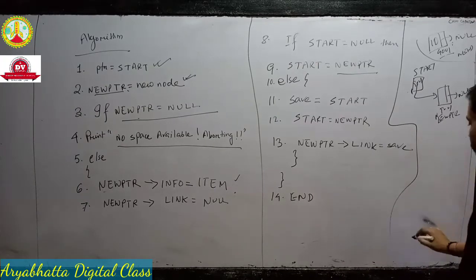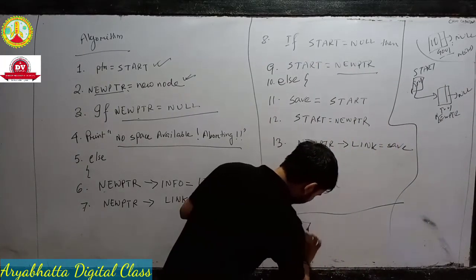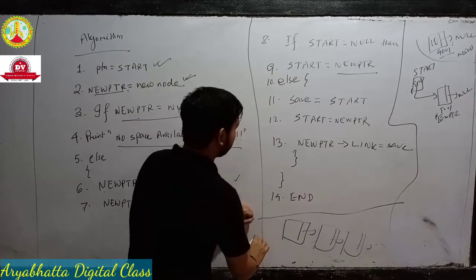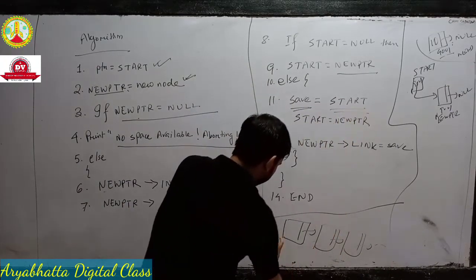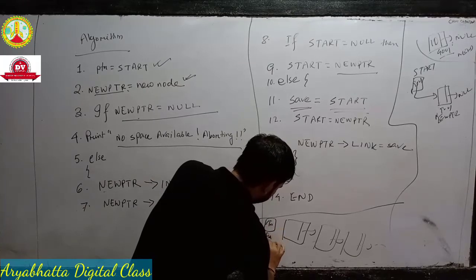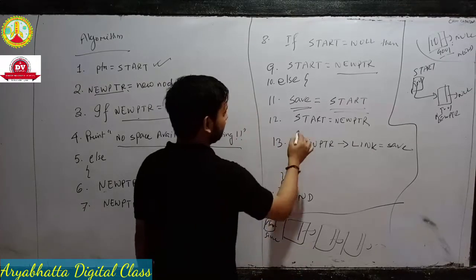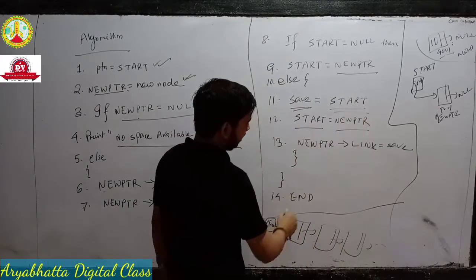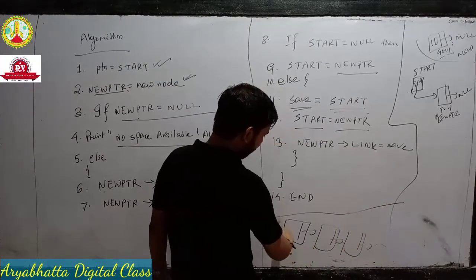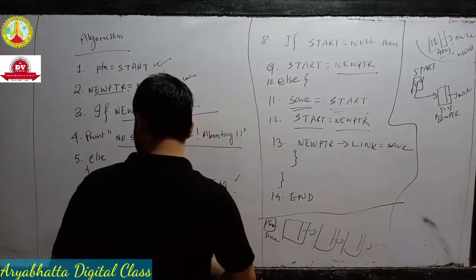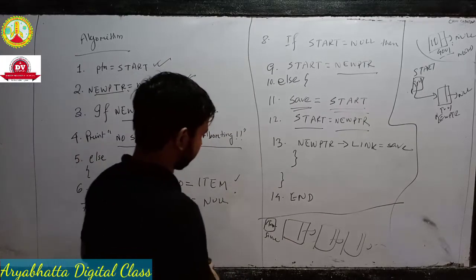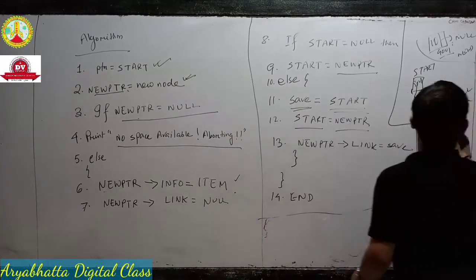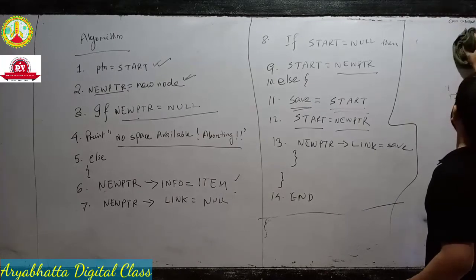Otherwise, suppose there is a list containing 1, 2, and save is equal to start; we assume the start pointer as save. Then when we insert at the beginning, now start is new PTR, and new PTR link will be save, because save will go to the next pointer. I will show you in detail. You see, don't be confused.